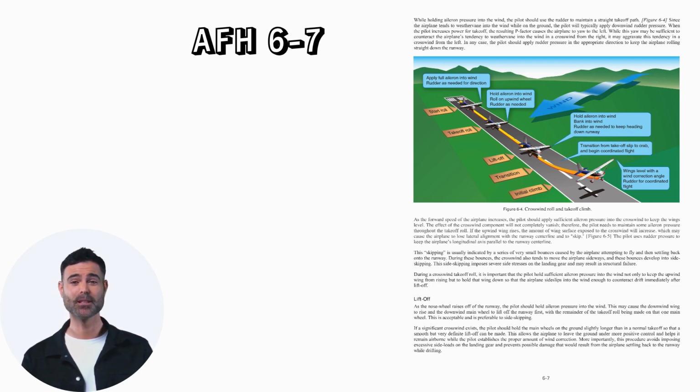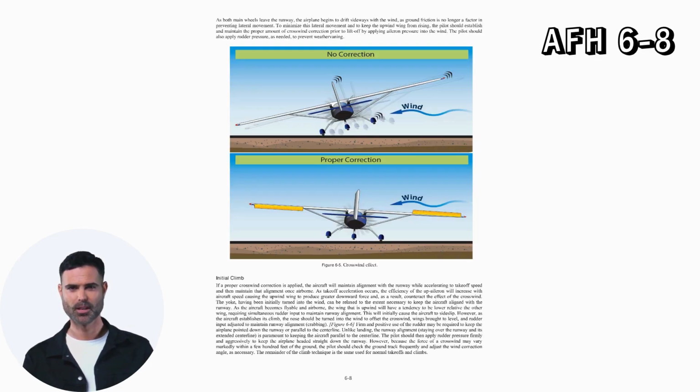More importantly, this procedure avoids imposing excessive side loads on the landing gear and prevents possible damage that would result from the airplane settling back to the runway while drifting. As both main wheels leave the runway, the airplane begins to drift sideways with the wind, as ground friction is no longer a factor in preventing lateral movement. To minimize this lateral movement and to keep the upwind wing from rising, the pilot should establish and maintain the proper amount of crosswind correction prior to liftoff by applying aileron pressure into the wind. The pilot should also apply rudder pressure as needed to prevent weather vaning.